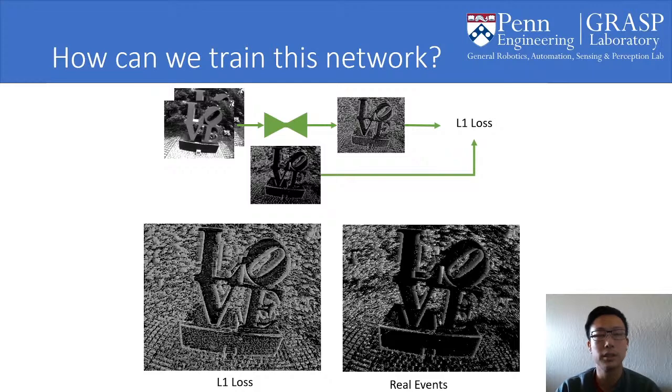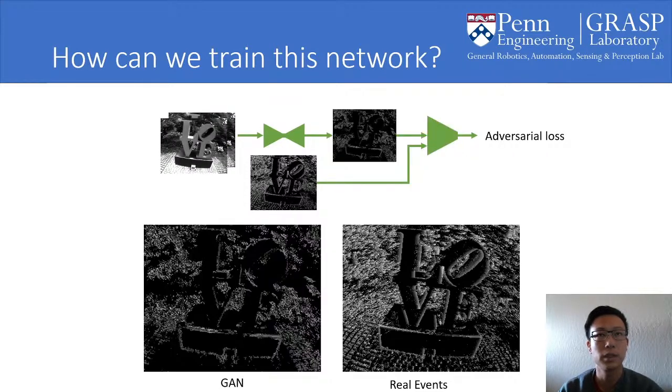One possibility is to apply a direct L1 loss, where we simply supervise the network to try to, as accurately as possible, reconstruct the events that were observed for the pair of images. However, as noted before, this problem is very ill-posed, and applying such a direct loss would lock us into whatever trajectory was seen at the time of data collection. Instead, in this work, we propose to use an adversarial loss, similar to a generative adversarial network, where the discriminator actually learns the probability over trajectories.